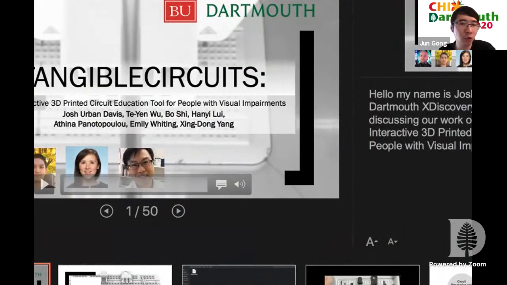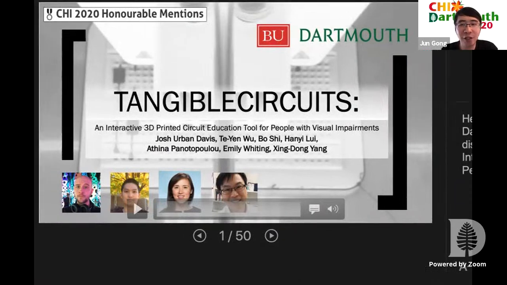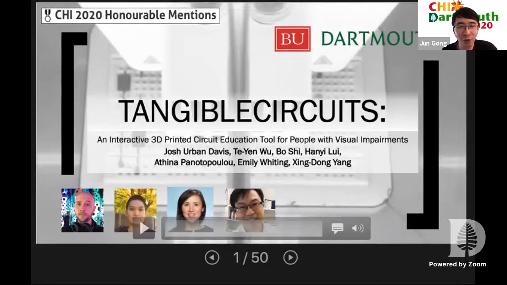And then we are coming into our last speaker, Josh. So he will present Tangible Circuits, an interactive 3D printed circuit education tool for people with visual impairments. So the paper received an honorable mention award. Congratulations, the team. So please go ahead, Josh.